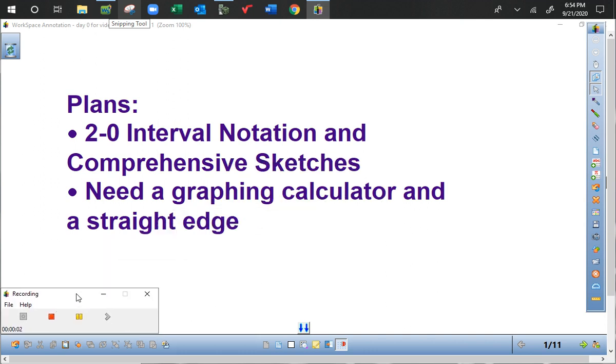Alright folks, this video is going to do some review of interval notation to talk about domain and range for functions and other relations, and then also talk about using our graphing calculator to create a comprehensive sketch. With that in mind, make sure you have a graphing calculator handy and then also a straight edge for those graphs.